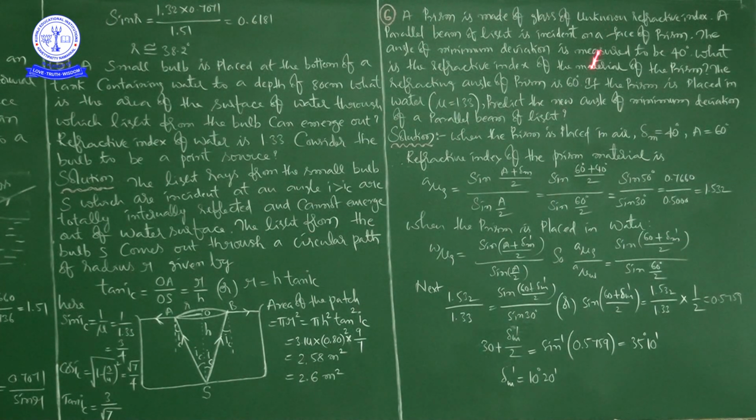Okay. So in this problem, first we found refractive index and then we found new angle of minimum deviation when the prism kept in another medium, that is water. Okay, right. So in this class we discussed about these three exercise problem.